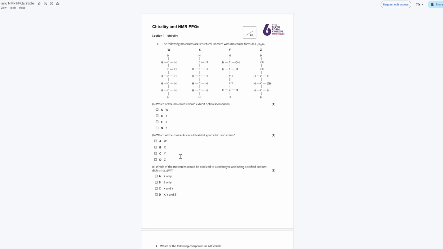Okay, so question 1. The following molecules are structural isomers with the formula C5H10O. Which of the molecules would exhibit optical isomerism? Immediately, I can exclude X, because a lot of the carbons have more than one of the same species on them, and the only one that isn't like that has a double bond to oxygen. Same with W.